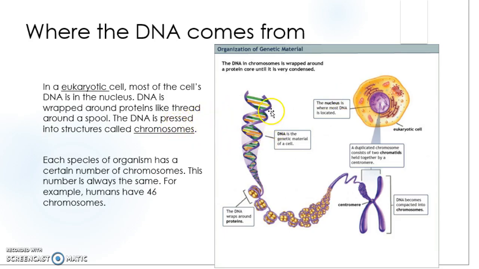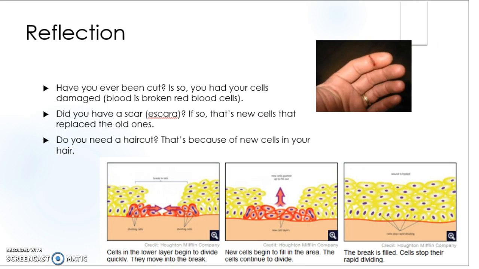So the DNA is expressed in structures called chromosomes that look like these X's. This will give you the information. Each organism has a certain number. Humans, we always have 46. If we have a little more or less, then we have problems.